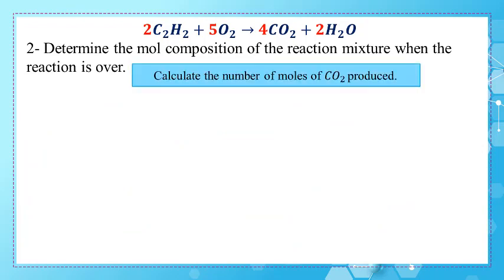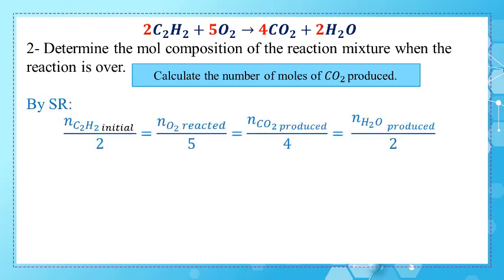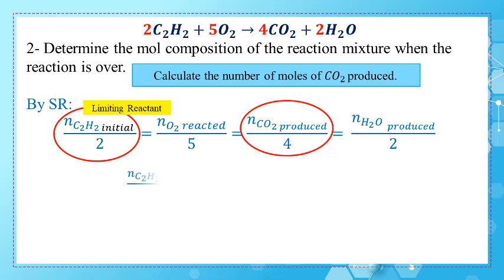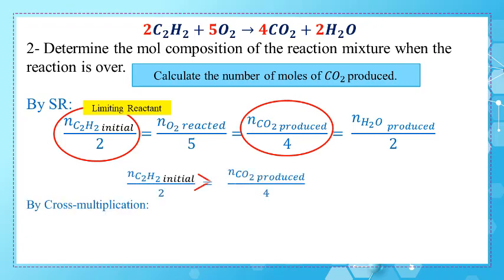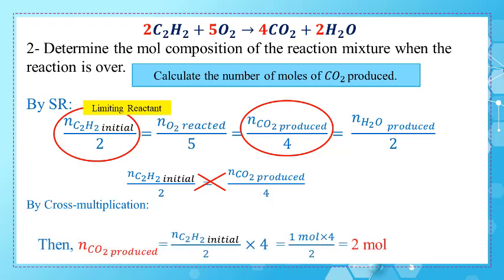Let's calculate the number of moles of CO2 produced first. By SR, we take the ratio of the limiting reactant with the ratio of CO2 produced. By cross multiplication, we can find the number of moles of CO2 produced. It is equal to number of moles of C2H2 initial over 2 times 4, equals 2 mol.